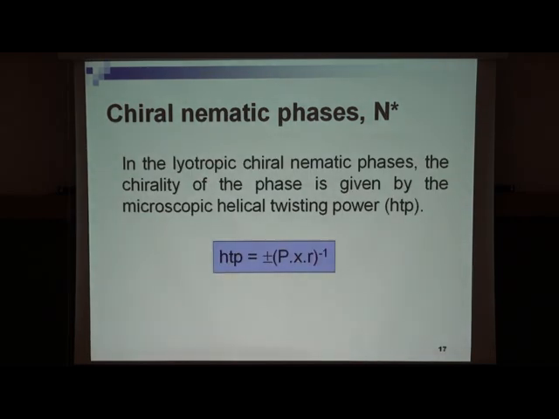And another important parameter in the chiral nematic phase is the helical twisting power, and it is given by this equation. X is the enantiomeric purity, the mole fraction of the enantiomer in the mixture. The HTP is obtained from the pitch measurements by plotting P minus 1 versus the mole fraction of enantiomer.